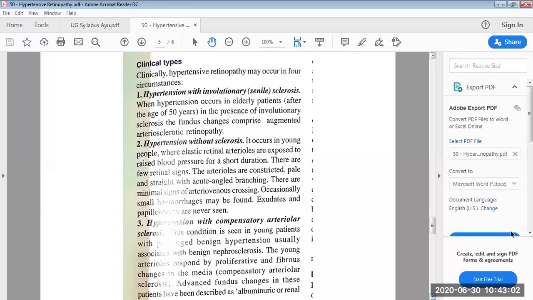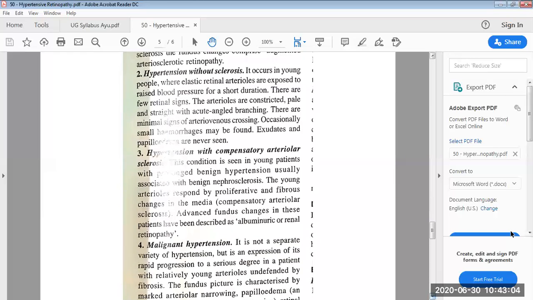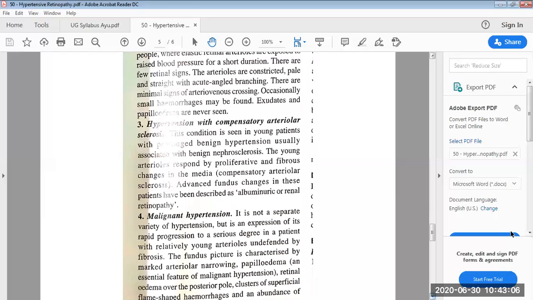Then the third circumstance, the hypertension with compensatory arteriolar sclerosis. This condition is seen in young patients with prolonged benign hypertension, usually associated with benign nephrosclerosis. The young arterioles respond by proliferating and fibrous changes in the media. Advanced fundus changes in these patients have been described as albuminuric or renal retinopathy.